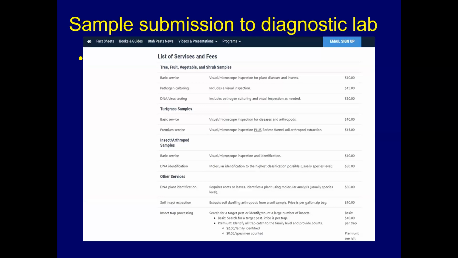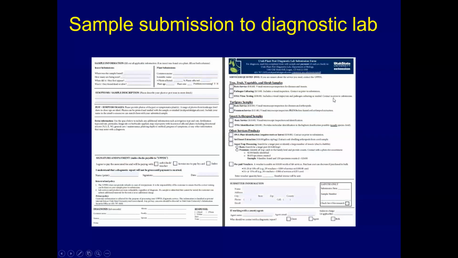And since I mentioned that you could submit samples if you wanted to find out exactly which Fusarium you have, or if it's Verticillium wilt and not Fusarium wilt, you can submit samples to our diagnostic lab. For pathogen culturing, we charge $15 for the species identification of the Fusarium. We would have to do DNA sequencing, which would then cost you $30. Oops, that was too fast.